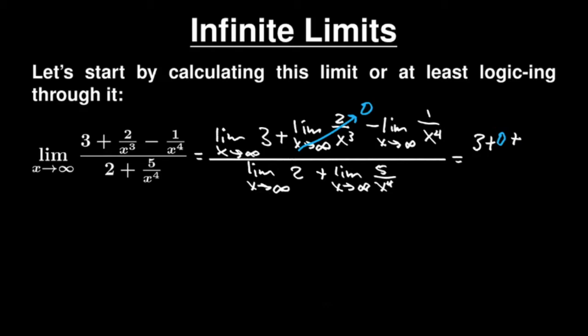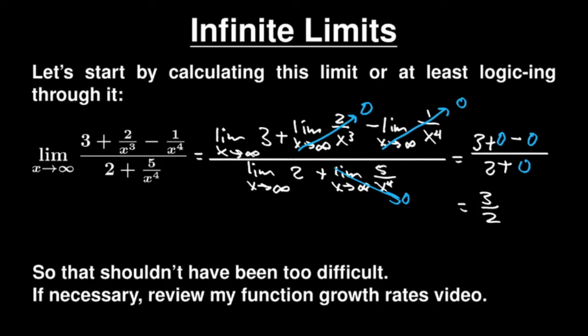How about for the next term? So we have 1 over x to the 4th. We notice that x to the 4th is obviously greater than 1, the same thing will happen, it goes to 0. Alright, how about the denominator? For the 2, same thing. No x, it's just 2. 5 over x to the 4th also goes to 0. 3 over 2, that's just what we'll get in the end because we have all those zeros.